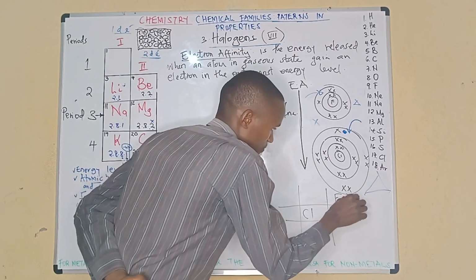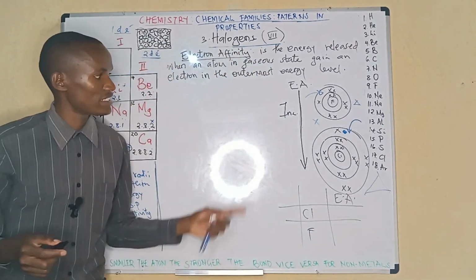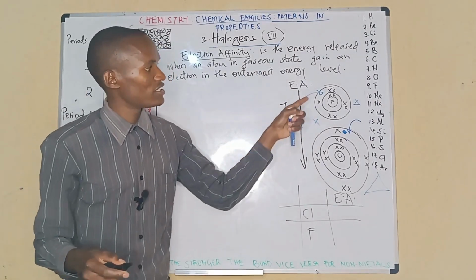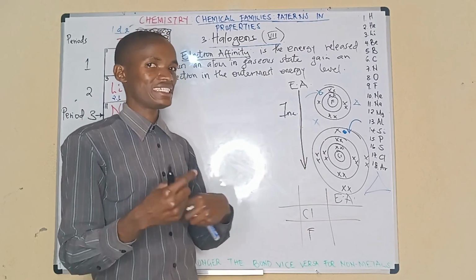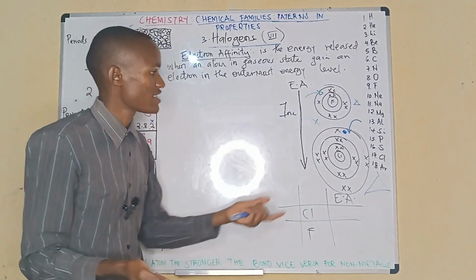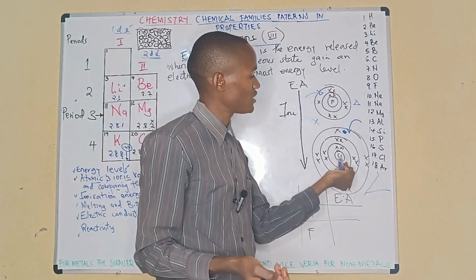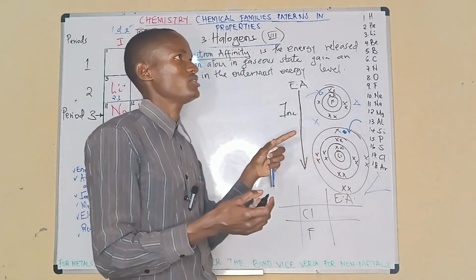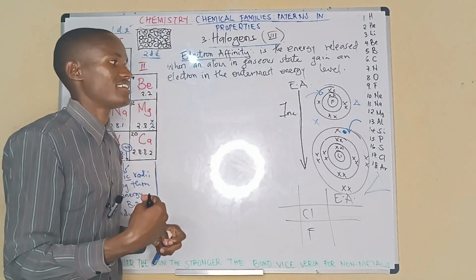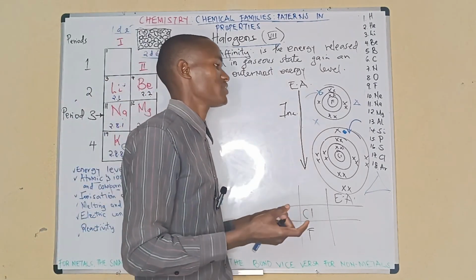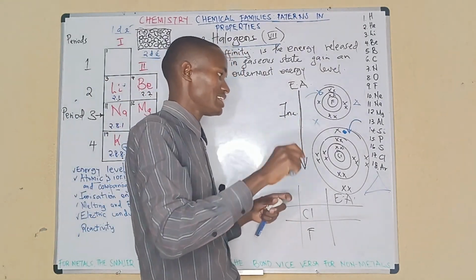Electron affinity. We have just seen that it increases down the group. This one pulls easily. It can gain an electron easily, so it won't release a lot of energy because it is easy. This one is hard because of nuclear attraction. It does not gain that easily. Therefore, a lot of energy will be released when it gains.